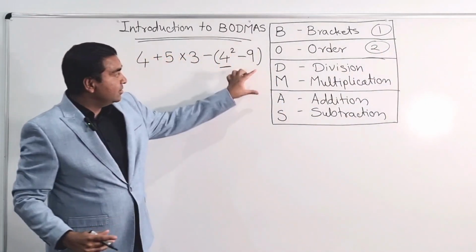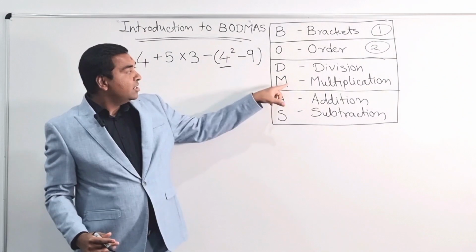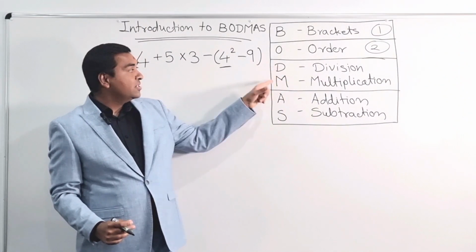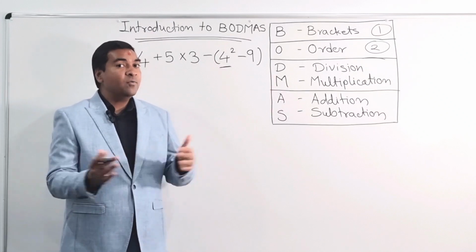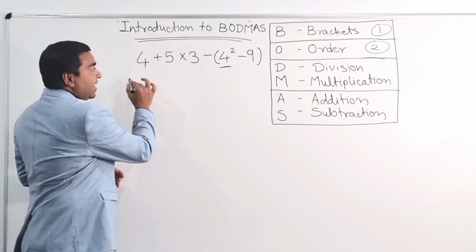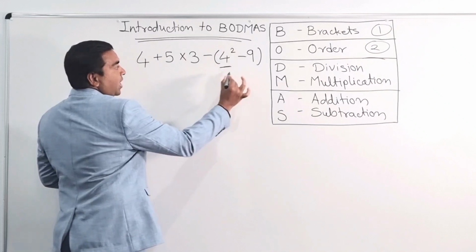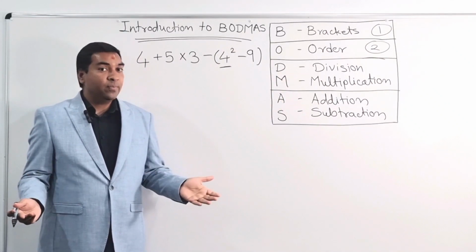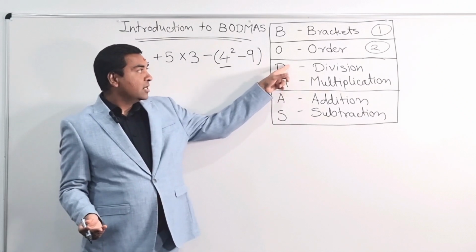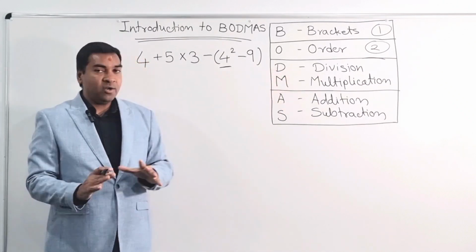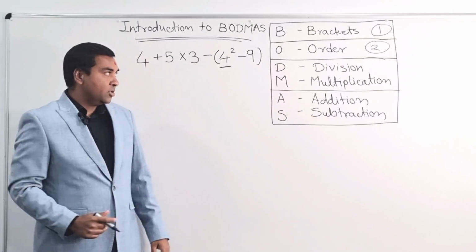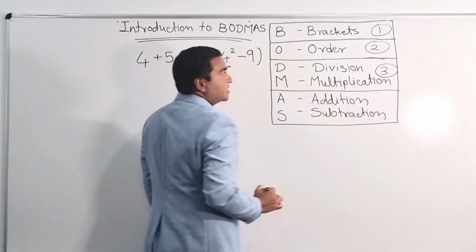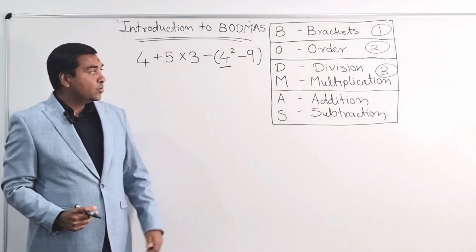Now you can see in this box, division and multiplication I put in the same box because division and multiplication have equal priority. From left to right, whatever comes first in division and multiplication, that's what we're going to do. There is no change. It's not like division is first and then multiplication. No, they have the same priority. So they both have priority number 3. Whatever comes first, left to right, that's what you do first.